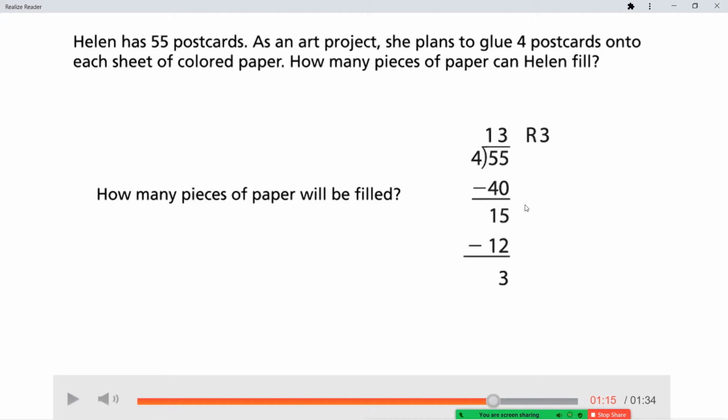I know there's at least 3 4s because 4 times 3 is 12, but 4 times 4 is 16. That's too far. I can't use 4. So I'm going to stick with 4 times 3 is 12. I put my 3 over here in the ones place on top of the digit that I'm working with, and I subtract off the 12. So 15 take away 12 is equal to 3, and then 3 is my remainder.